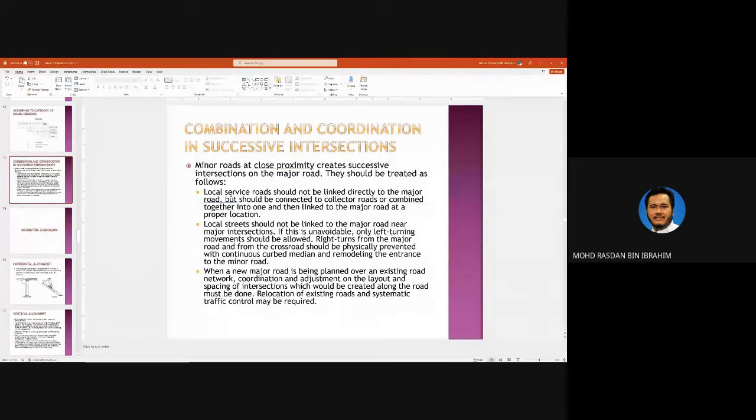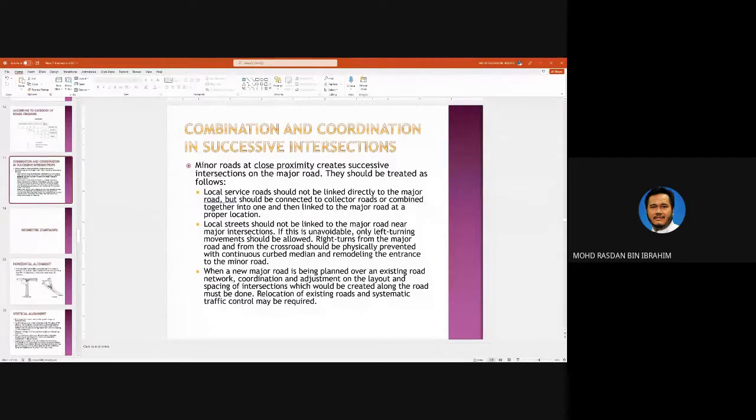Okay, I've already mentioned this previously. It should be linked according to hierarchy. You cannot connect local road to major road. So local road should be connected to collectors and then linked to major road. Local street should not be linked to the major road near major intersections. If this is unavoidable, only left turning movement should be allowed, meaning that left in, left out.